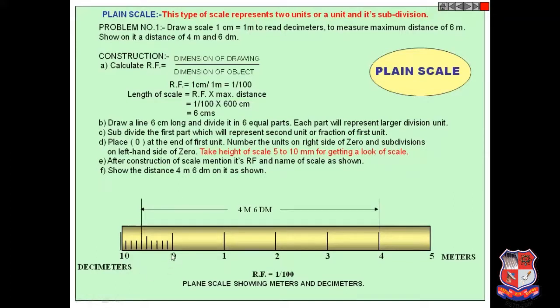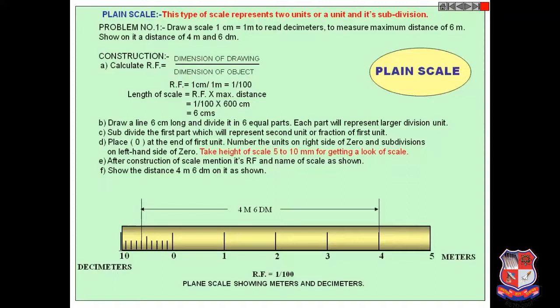decimeter. 6 decimeter means 0 1 2 3 4 5 and 6. This one I have divided into 10 equal parts, that will indicate your decimeters. So this one is 4 meter and this one is 6 decimeter. So the distance between these is 4 meter and 6 decimeter. Okay, so in this way we have to draw a problem with plain scale.